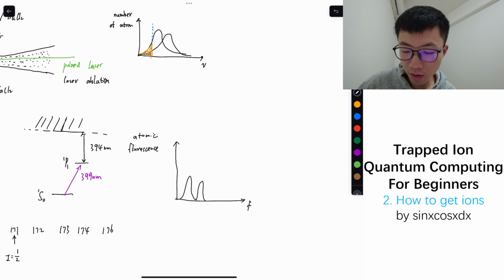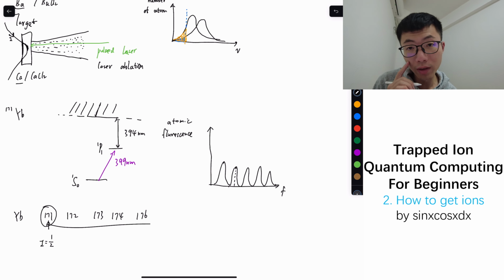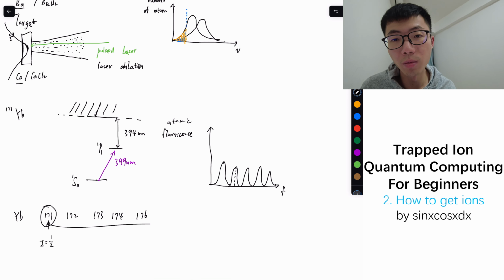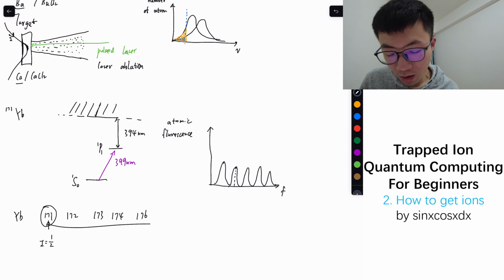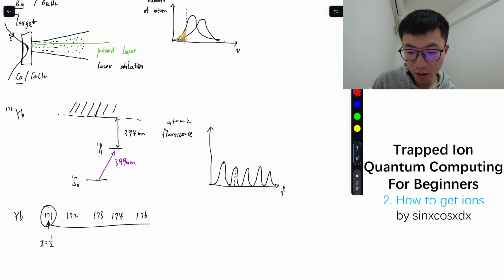If we scan the frequency of the 399 laser, we can see several different peaks, which correspond to different isotopes. With scanning, we can see multiple different dips. Sometimes we see fluorescence, sometimes we don't see them. And then we need to set the frequency to get the isotope we want. And then we will be able to just excite Ytterbium-171 to this state.